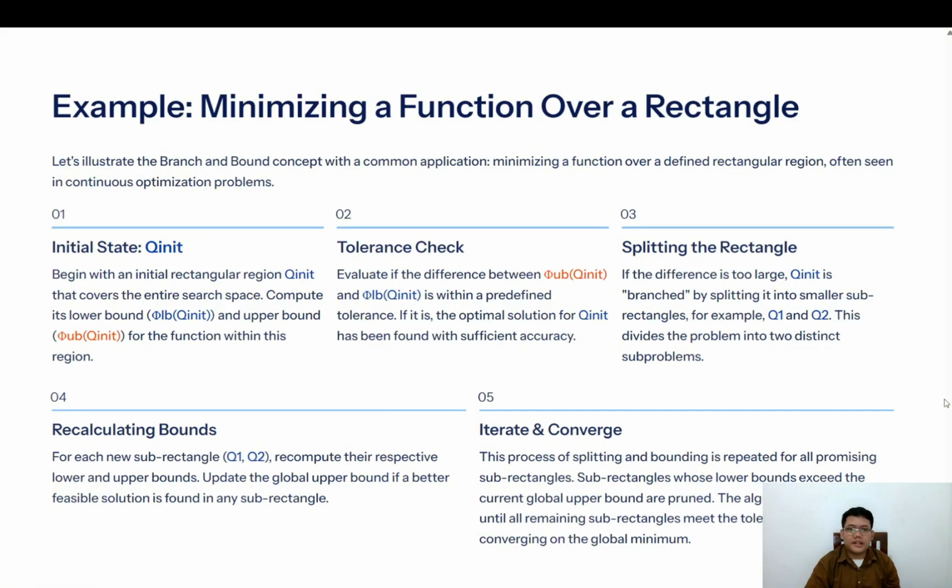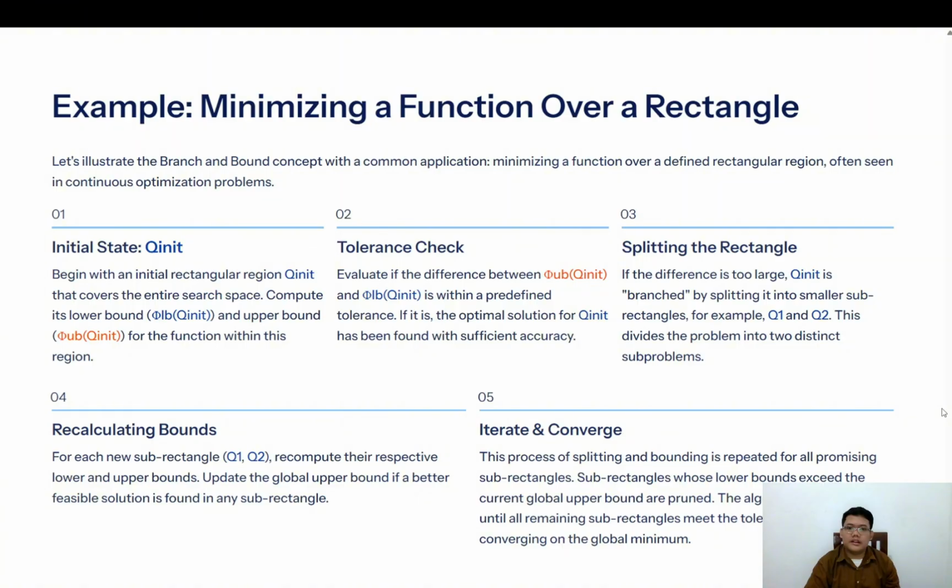Number three is splitting the rectangle. If the difference is too large, the rectangle is branched by splitting it into smaller subrectangles. Number four, recalculating bounds. For each new subrectangle, Q1, Q2, recalculate their respective lower and upper bounds. Update the global upper bound if a better feasible solution is found in any subrectangle.